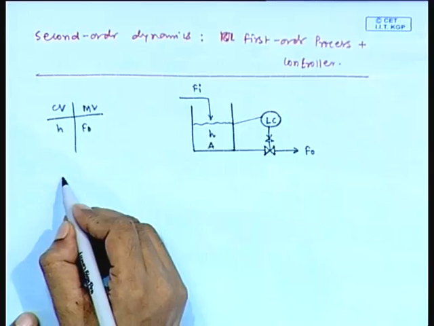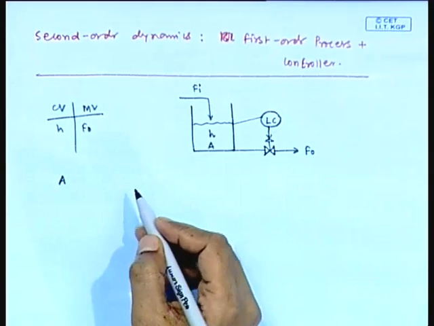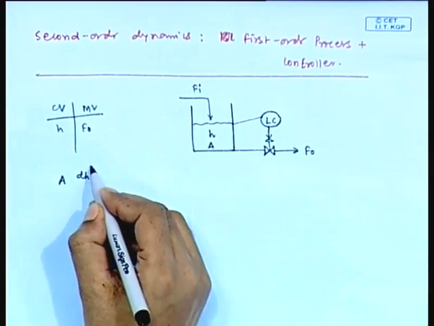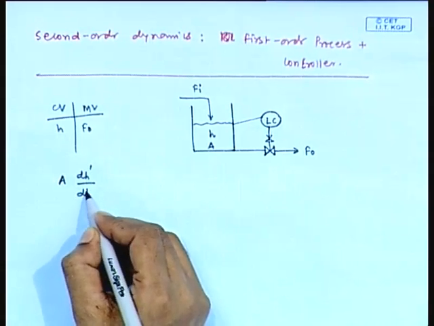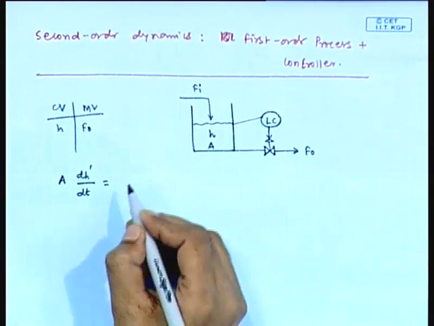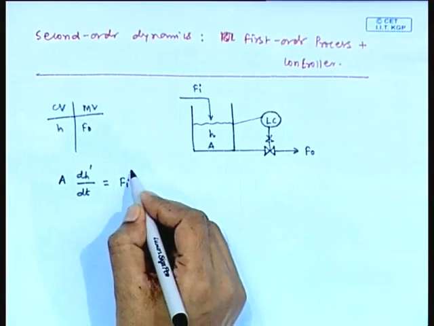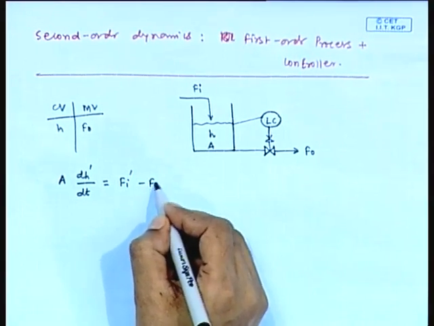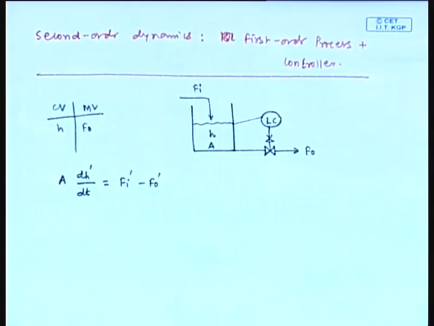Now, what is the modeling equation? Modeling equation in terms of deviation variables we can write as A dH prime/dt equals Fi prime minus F naught prime. Fine. Now, since the controller is manipulating F naught, so we can correlate F naught with the height by a controller equation.